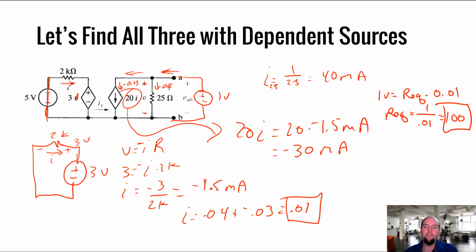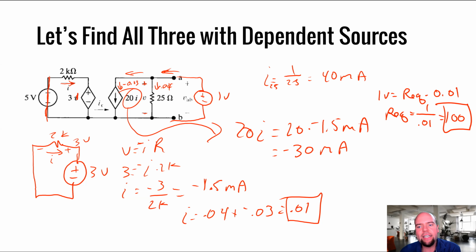So 100 ohms is REQ. That's what we found before. In this case, we're just calculating it directly by removing the independent sources, leaving the dependent sources there, but applying a test voltage. We could have done it with a test current, finding the resulting current if we applied a test voltage, or voltage if we applied a test current. And that's all there is to it.